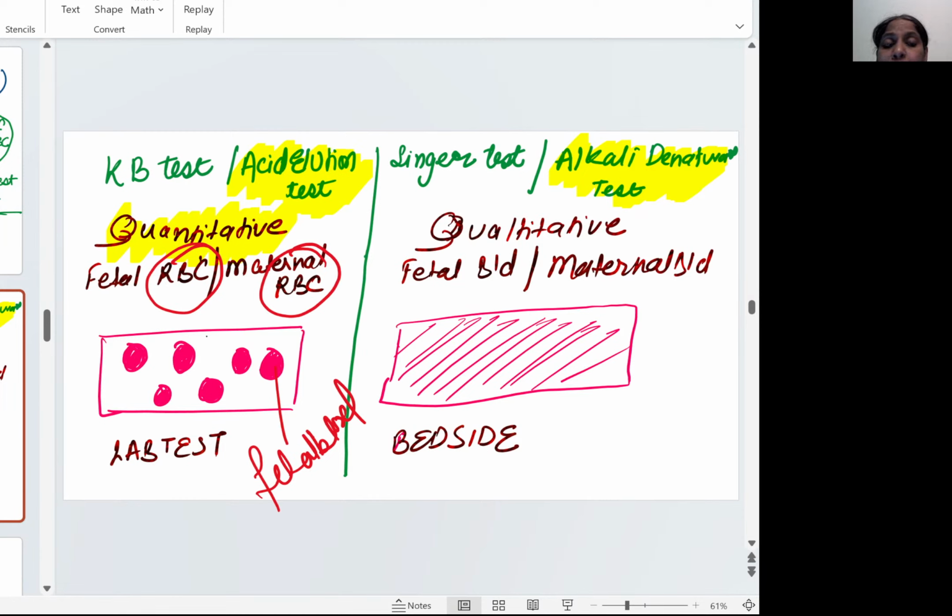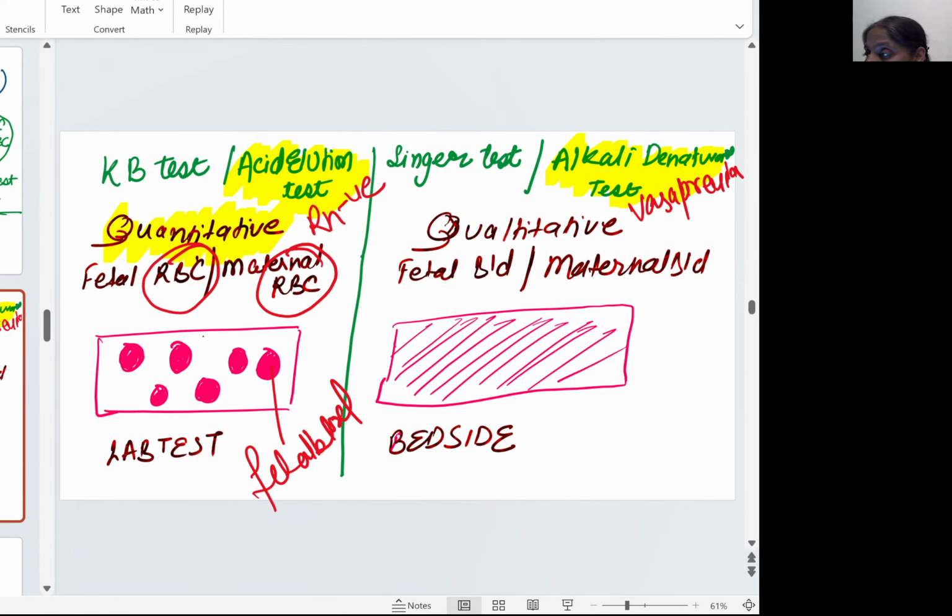So if they ask you where the acid test is done, you will say Rh negative. Alkali test is done in vasa previa. If they ask you fetal blood and maternal blood qualitative test, then you will say it is the alkali denaturation test. This one is done bedside, the vasa previa test, whereas this one is a lab test. Is it clear?